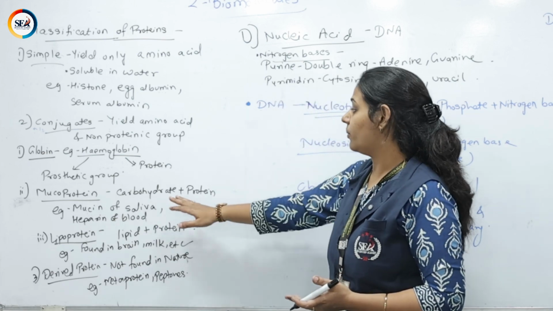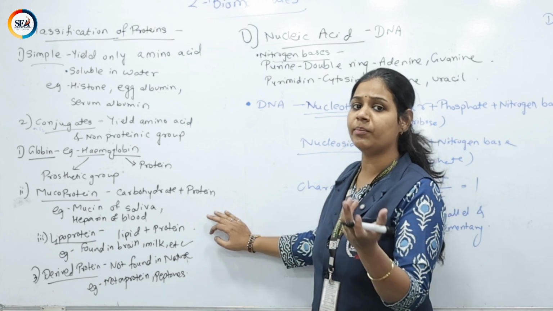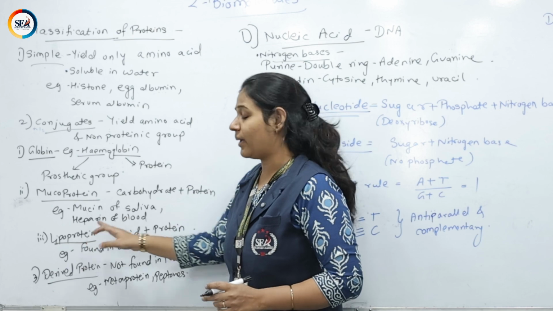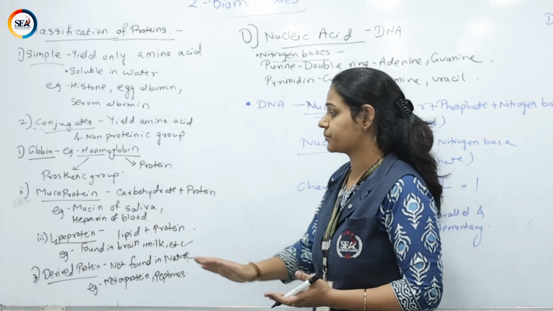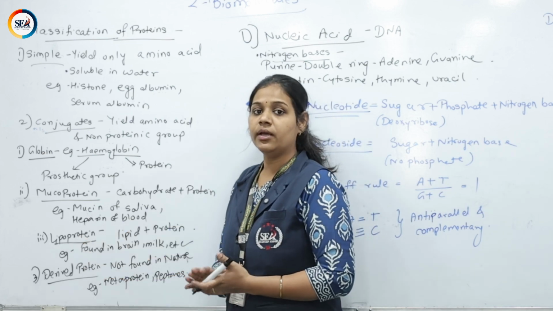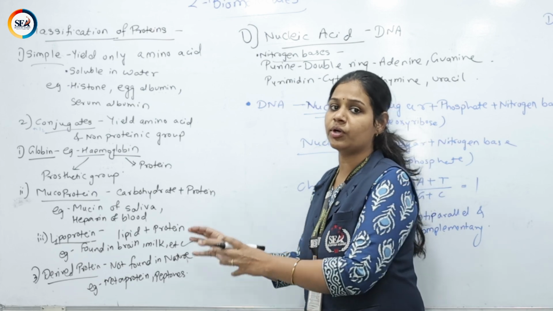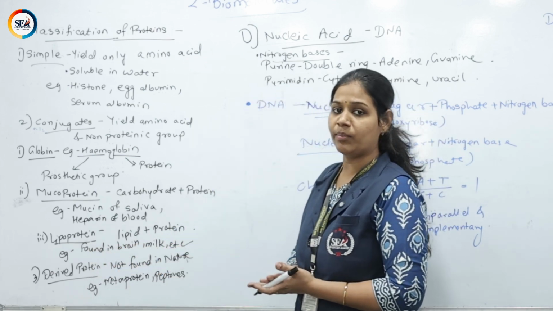Mucoproteins. Second, mucoproteins are carbohydrate plus proteins, means on breakdown they will yield protein along with carbohydrate. Example, mucin of saliva, heparin of blood are examples of mucoproteins, that is the conjugates. Third, lipoproteins, which are made up of lipids plus protein, means when they are broken down they will give the protein part along with the lipid part. Example, these proteins are found in brain and milk.